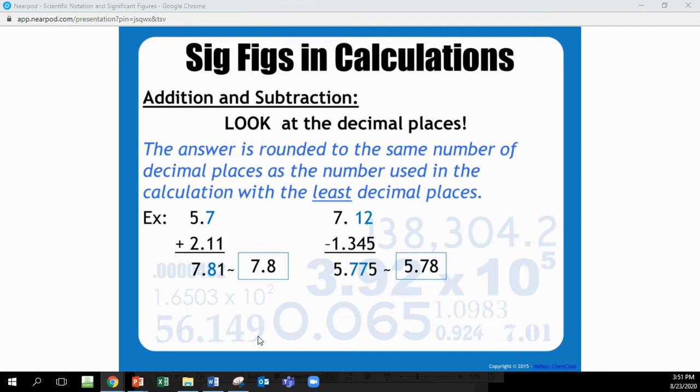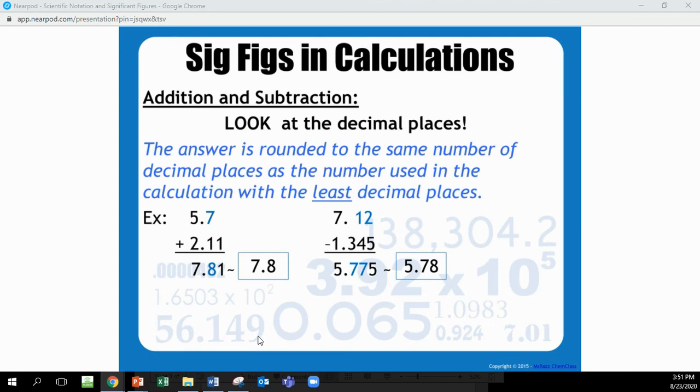Addition and subtraction only. So for instance, 5.7 plus 2.11. You add those up, you get 7.81. But we can't just leave it as 7.81. We have to put it in the right number of digits. Because this is addition or subtraction, we look at the two numbers we started with.